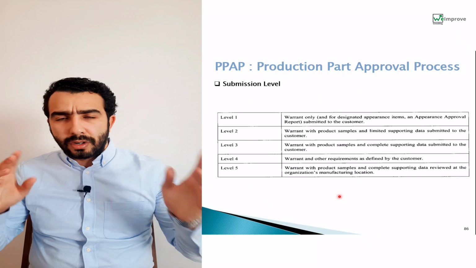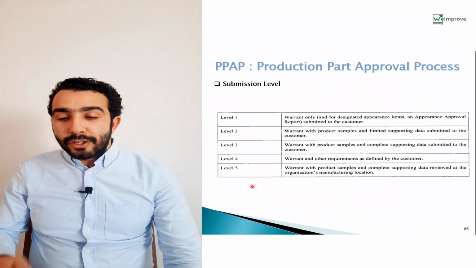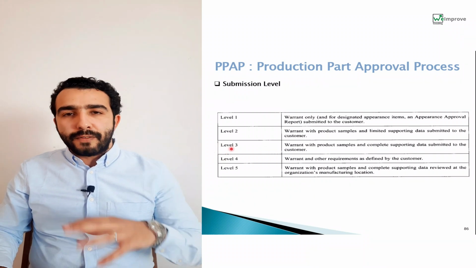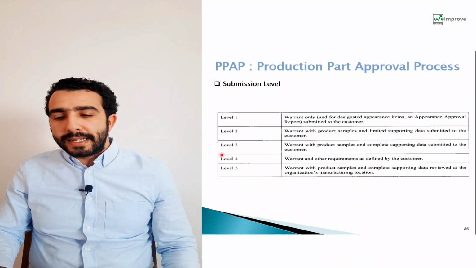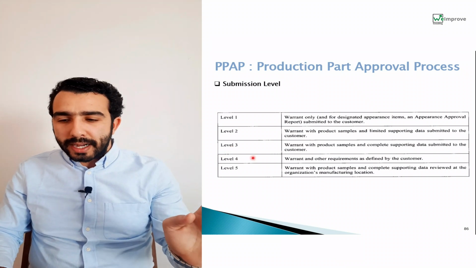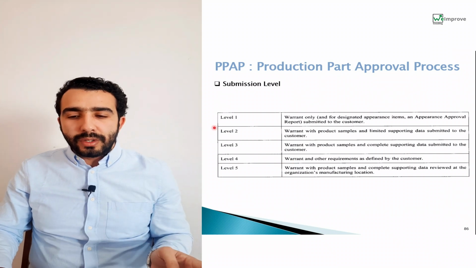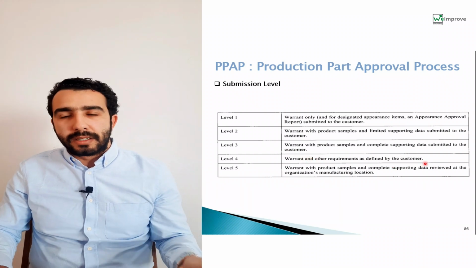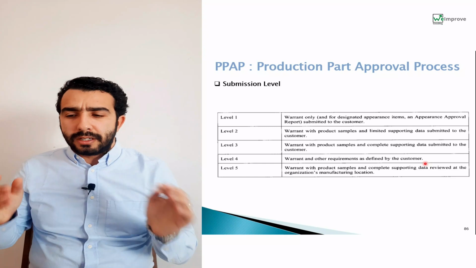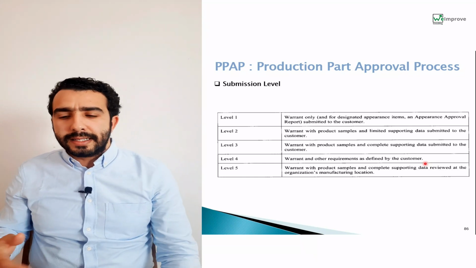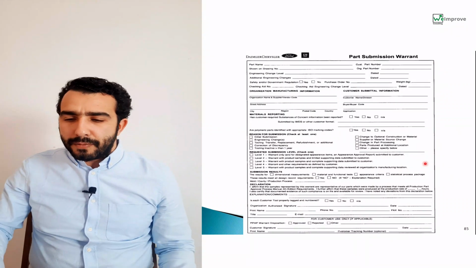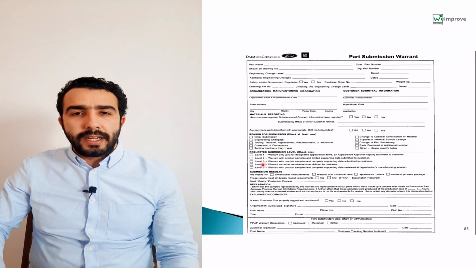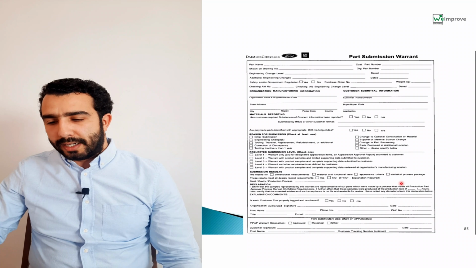Let's summarize this in order to not make you crazy. In general, you will use two levels, and I recommend using those two levels: level 3 for the full package for the initial reports, and level 4 for any changes. Why? Because level 4 more or less includes all the other levels: warrant and other requirements as defined by the customer. So whenever we have a modification, yearly qualification, anything, you can consider it level 4. To summarize, if you have an initial submission, you can make level 3, and if you have any modification, you can cross-check level 4 and submit the PPAP to your customer.